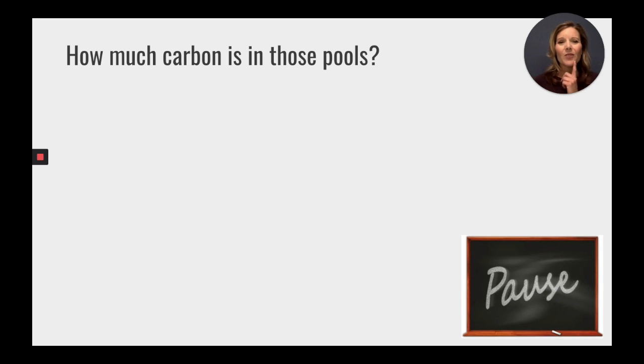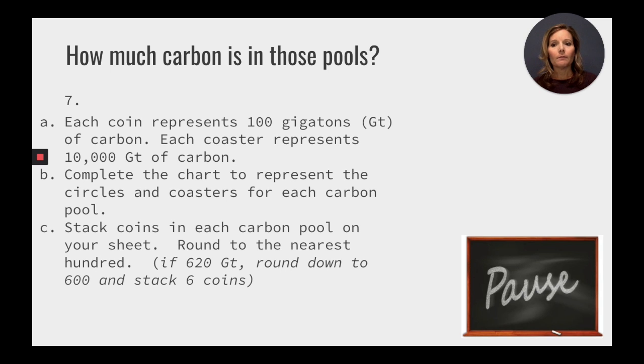So how much carbon's really in those pools? Even if we measure with gigatons, what is that really looking like? So here's how we're going to do that. And I'm on step 7 on your handout. You're going to be considering the coins representing 100 gigatons of carbon. Each coaster or other item you had that was perhaps about that size represents 10,000 gigatons of carbon.